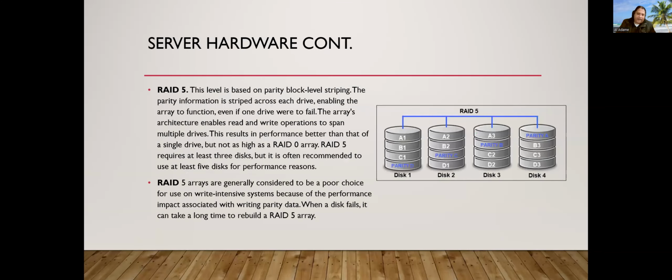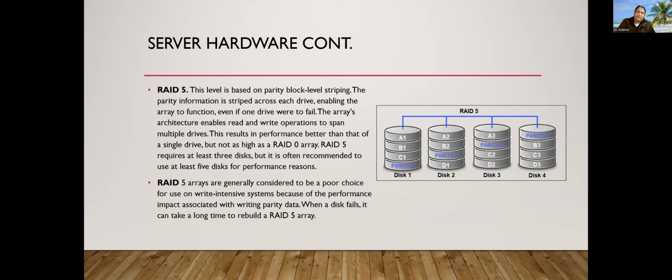RAID 5. See how the parity disks D, C, B, and A are spread out? This is done for a reason. This one uses block-level striping with distributed parity. The parity information is striped across each drive, enabling the array to function even if one of the drives were to fail. The array's architecture enables read and write operations to span multiple drives. What's that mean? So let's say this drive fails, it can still read from A, B, and C, and it'll be fine.